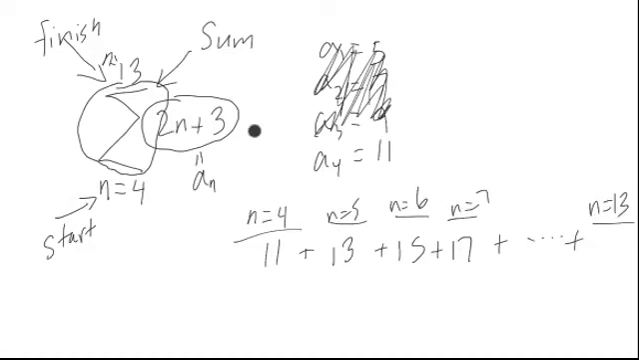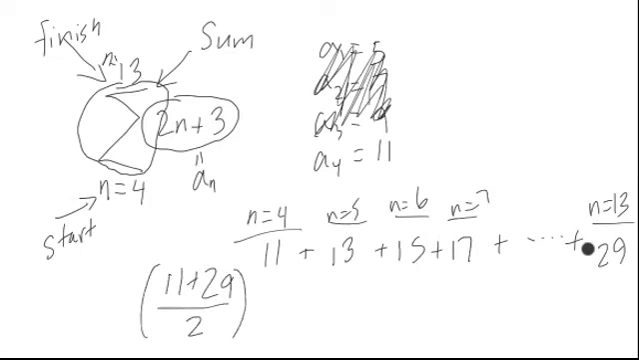Now we can just plug in 13 right here, and we see 2 times 13 is 26, plus 3, that'd be 29. So we're adding up 11 plus 13 plus 15 plus 17, skipping a number every time until we get to 29, and we're asking what the sum of this is. Now we can use our technique for finding the sum of an arithmetic sequence, where we take the first and the last, find the average of those two, and then multiply that average by the number of terms that we're adding.